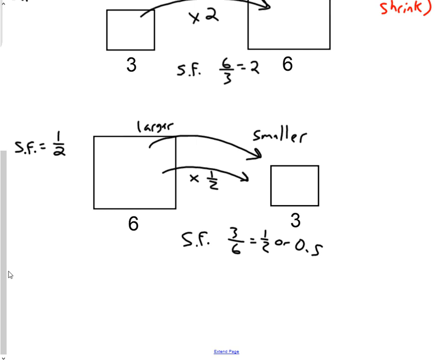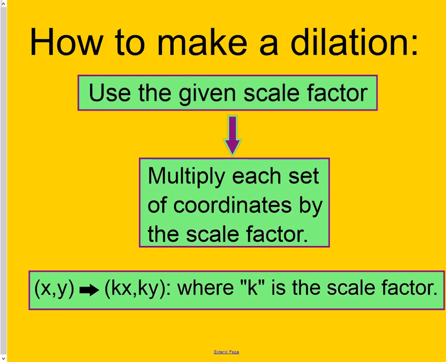Now on a graph, it's slightly different. So this is an important note to have. How to make a dilation. Step 1: use the given scale factor. If we had a scale factor of 2, we would multiply each set of coordinates by that scale factor. That's our step 2. So all we're doing is multiplying. It's just a basic multiplication lesson because multiplying by something makes it bigger or smaller.